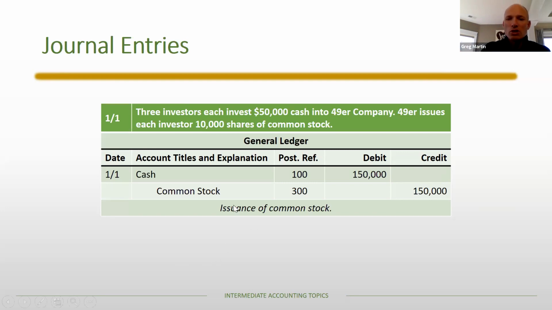And again, you just write a little note on what the journal entry was about. It's the issuance of common stock. So that's a very basic journal entry. Notice the post reference: I did 100, that's an asset. Common stock is a permanent equity account, so I used 300. Again, I tried to be consistent with the book.